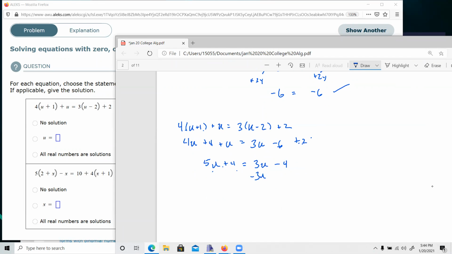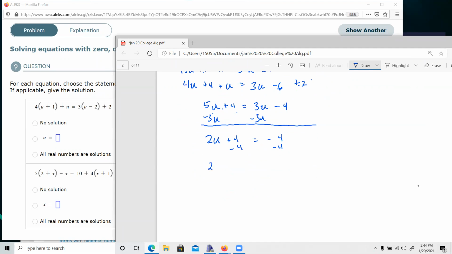And then we're going to go ahead and subtract 3 u's from both sides. And we'll get 2u plus 4 is equal to -4. So I subtract 4 from both sides. Right? We have 2u equals -8. Sometimes this ends up being 0 on the right-hand side, and that's okay. 0 is a number. So u is equal to -8/2. That's going to give me -4. Okay, so again, a conditional.